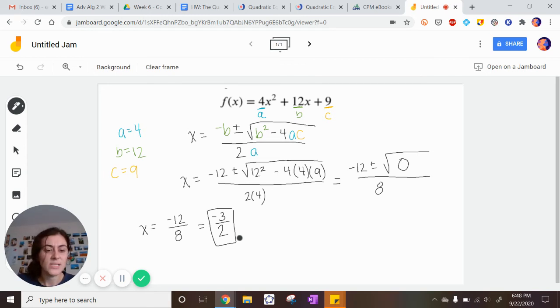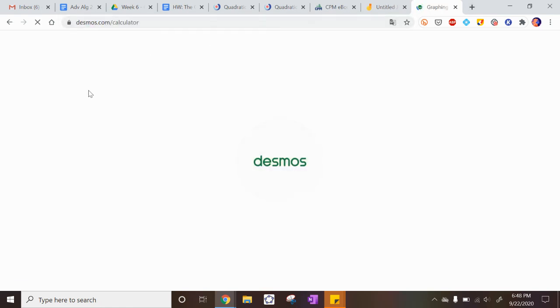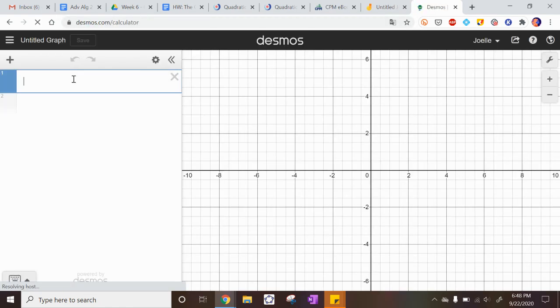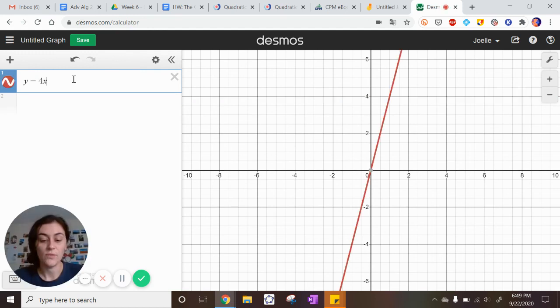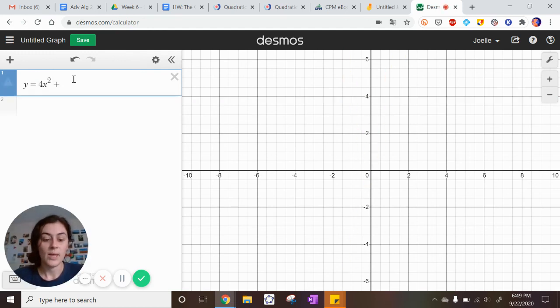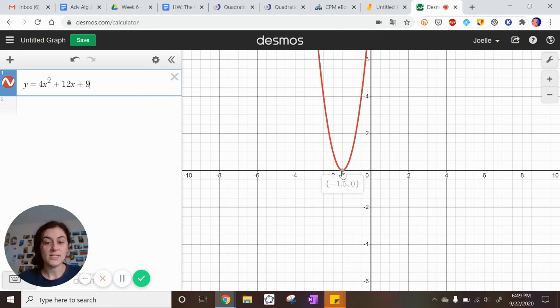And if you're like, well, Miss Sote, I thought the quadratic formula gave us 2 answers. Remember that you can always have 2 answers, 1 answer, or 0 answers. So if we graphed this equation real quick on Desmos, we would see that it only hits the x-axis once. So 4x squared plus 12x plus 9. As you can see, our vertex is also our 0. It only hits it at one point.